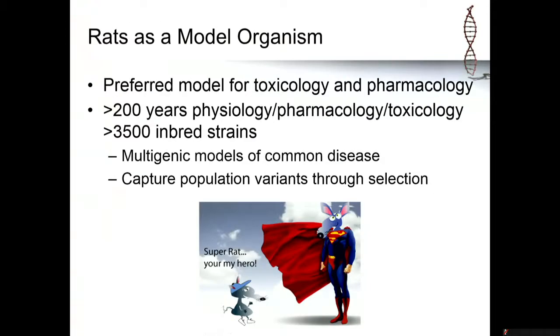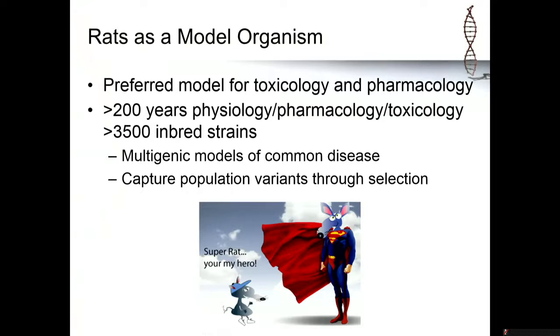So I always have to start out with, why do I use a rat? I'm a geneticist by training, and so people always say, why are you using a rat for doing genetic studies? The rat has long been used as a model organism, and I don't think I have to convince you that it's been historically a preferred, heavily used model for toxicology and pharmacology. There's over 200 years of physiology, pharmacology, toxicology data in the rat model.